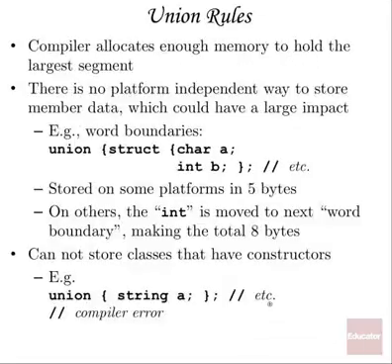Now we have some union rules. The compiler allocates enough memory to hold the largest segment, which should be obvious enough. And there is no platform-independent way to store the member data such that you know that the data is a certain way. It depends on the platform. It depends on the operating system.